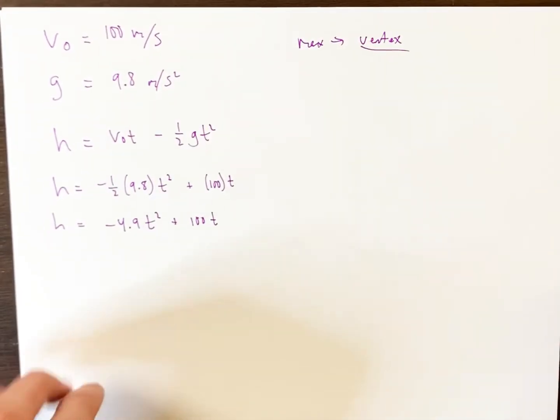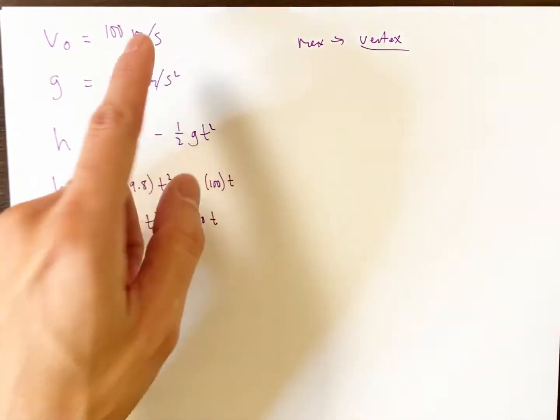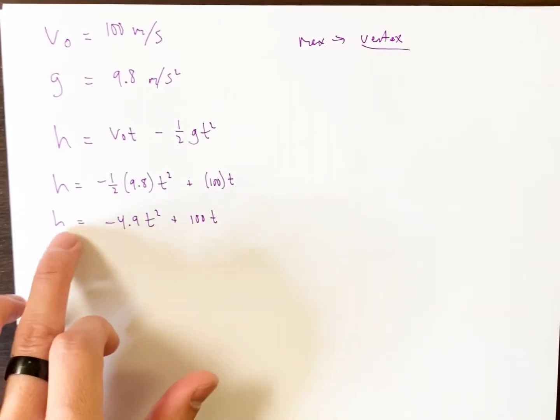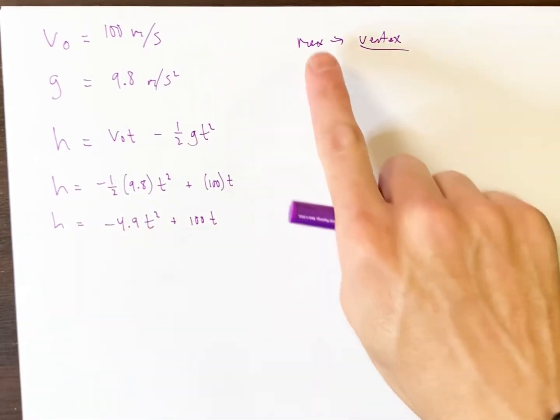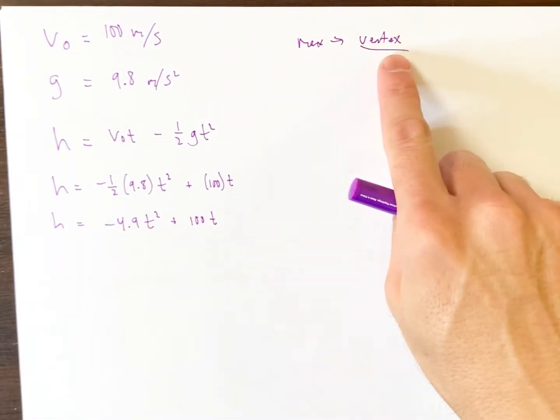So here we have it. I dismiss the units, no big deal for now. So I have h is the height. It's modeled in a quadratic fashion. I want to find the maximum height, which means I have to find the vertex.